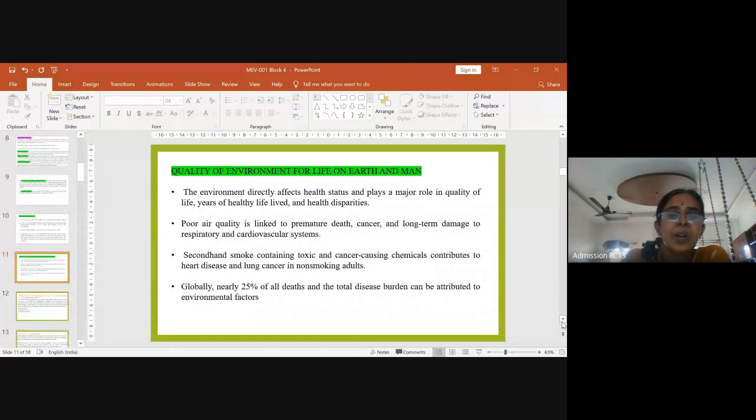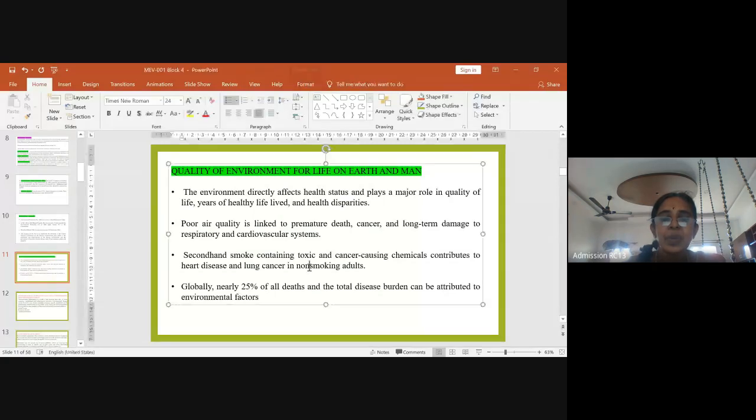Maintaining the environmental quality is very important for sustainable life on earth and also for human beings. The environment directly affects the health of human beings and plays a major role in the quality of life. Poor air quality is linked to premature death and long term damage to the respiratory and cardiovascular system. Secondhand smoke means passive smoking. Secondhand smoke containing toxic and cancer causing chemicals contributes to lung cancer in non smoking adults. Globally, nearly 25% of all deaths and the total disease burden is due to environmental factors.